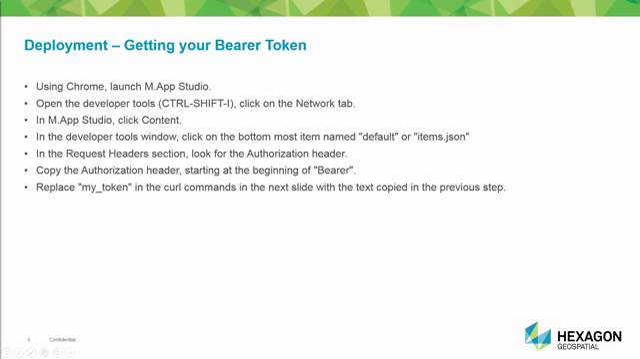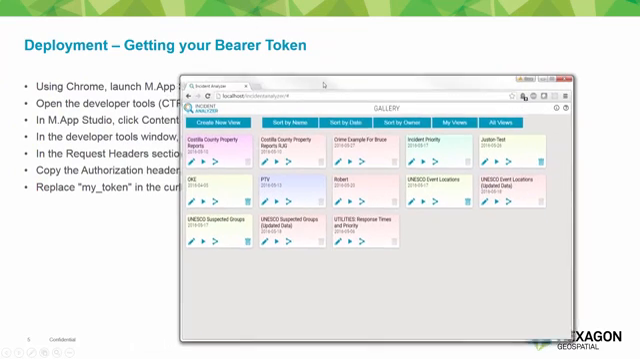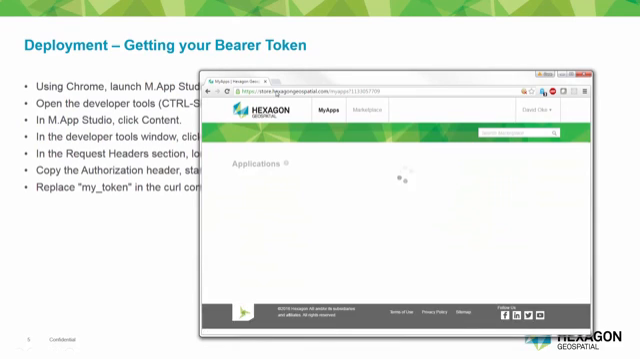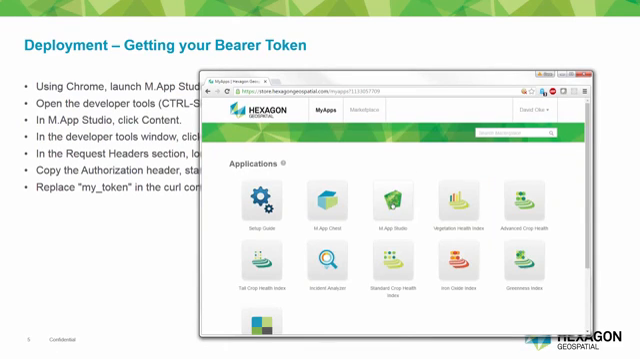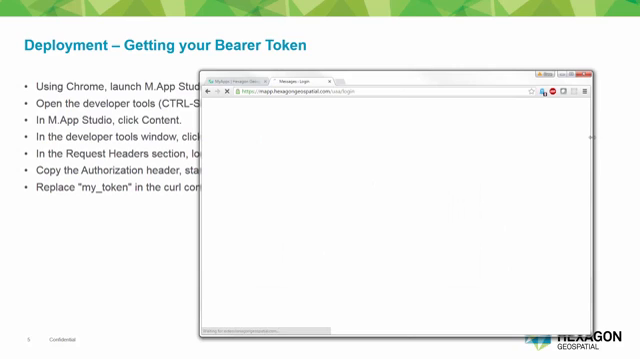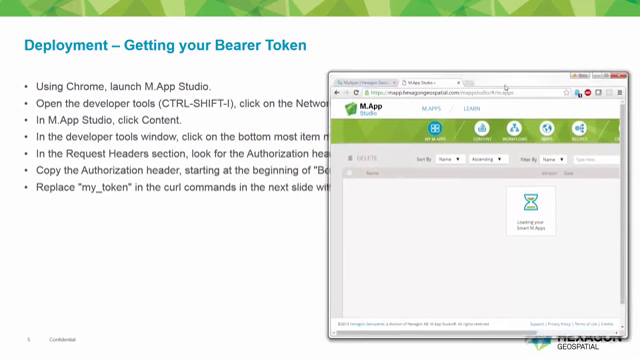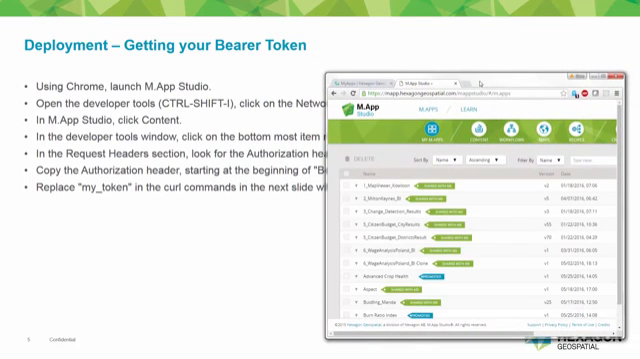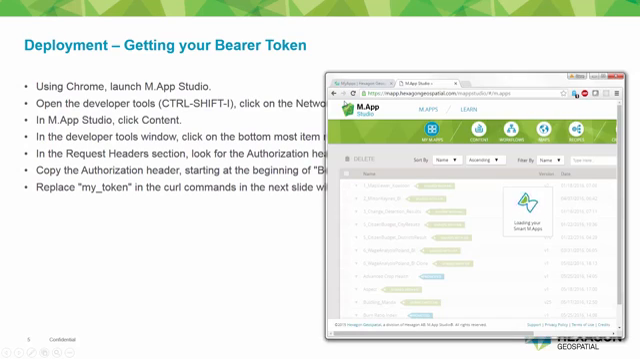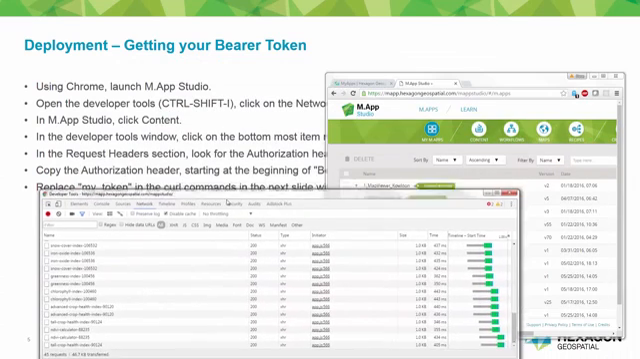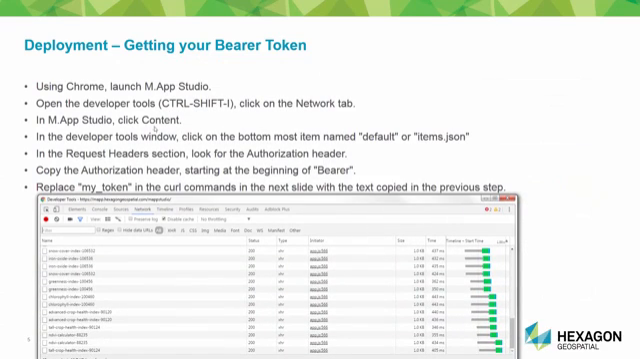The next thing we'll need to do is get our bearer token. Using Chrome, launch Map Studio. Once Map Studio is launched, open the developer tools by pressing Ctrl-Shift-I on your keyboard. If the Network tab in the Developer console isn't already activated, click on it.